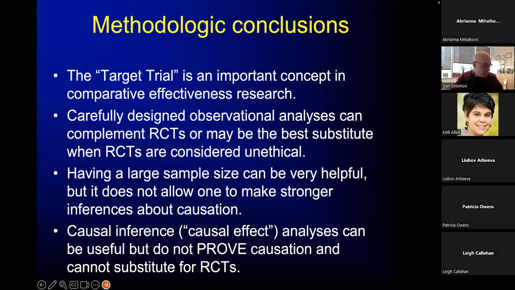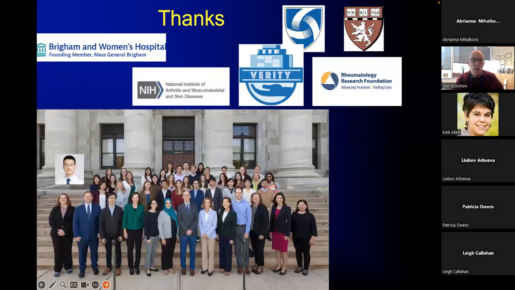So, methodological conclusion: the target trial is an important concept in comparative effectiveness. Carefully designed observational analyses can complement RCTs, or may be the best substitute when RCTs are considered unethical or too costly or too time-consuming. Having a large sample size can be helpful, but it does not allow one to make stronger inferences. Causal inference, causal effects analyses can be useful, but they don't prove causation. And we'd always rather do an RCT. And I will stop there.